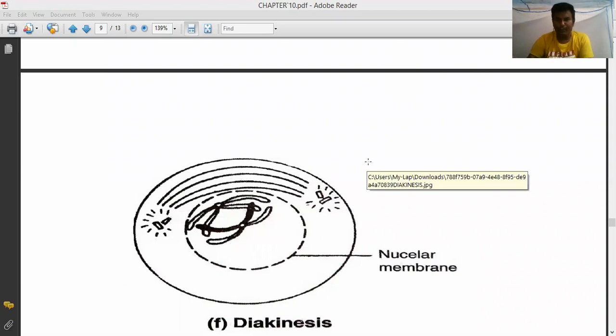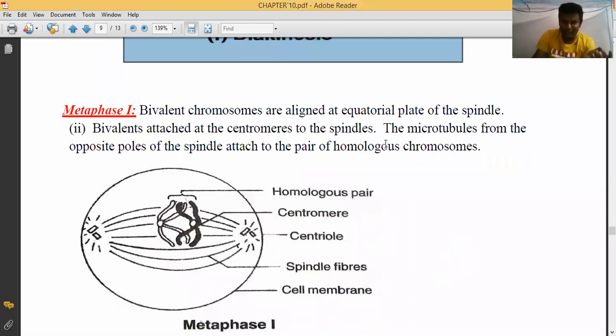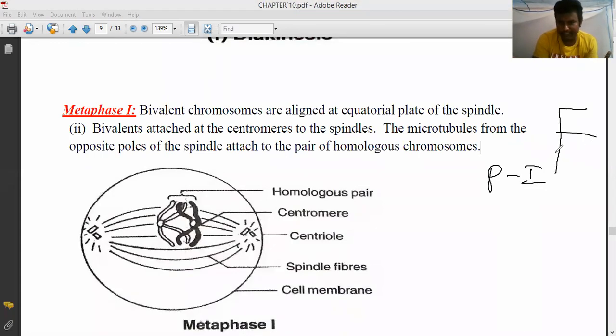Next, prophase 1 is successfully finished. The next one we have to discuss is metaphase 1. After prophase 1, it is like mitosis. First is prophase, prophase 1, which is again divided into 5 subphases: leptotene, zygotene, pachytene, diplotene, and diakinesis.